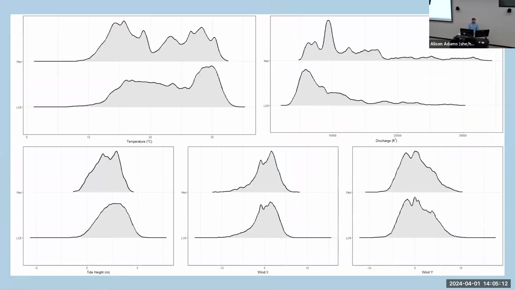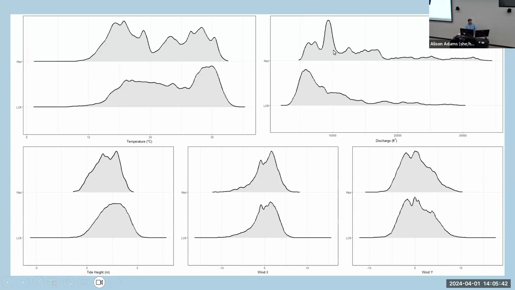And so looking at just the distributions of these variables during these time periods, we can see that our tide height, wind in the X, and wind in the Y direction are relatively similar between the two time periods, meaning that we observe similar values across all of our sensors when we compare the two. Where we do see differences are in the temperature and discharge. For temperature, we do see a gap of these intermediate temperatures for the pilot project, which is really just indicative of missing that fall period. We get summer values, we get winter values. There's nothing really crazy going on there.